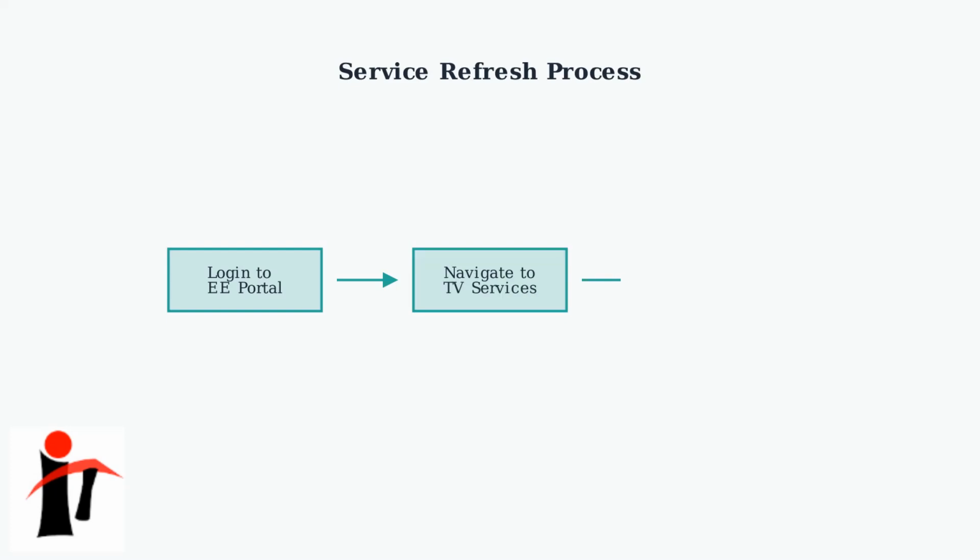Advanced troubleshooting requires checking your account details and subscription validity. If your account appears active but channels are still missing, try refreshing your service through the online portal. This forces a subscription status update and can resolve synchronization issues between your account and the EETV box.